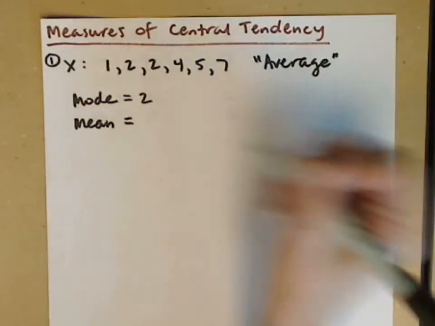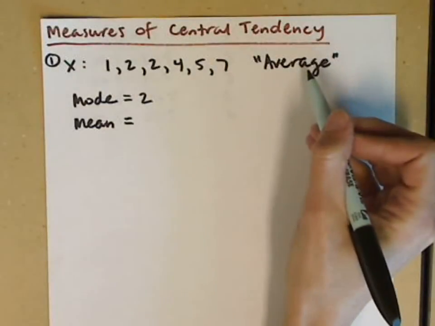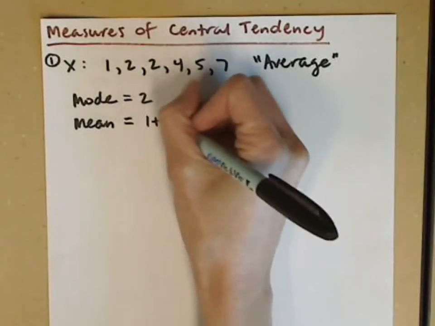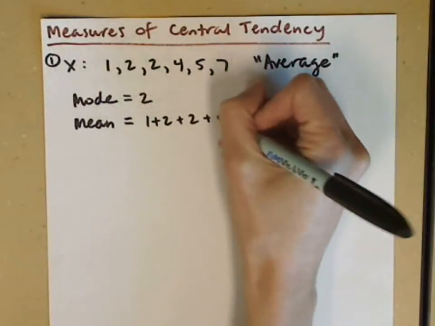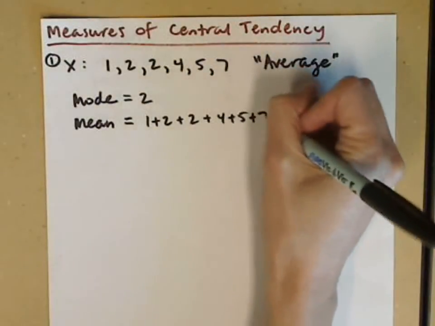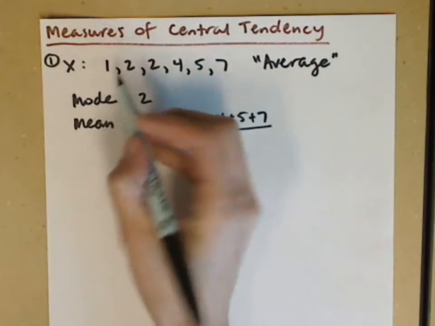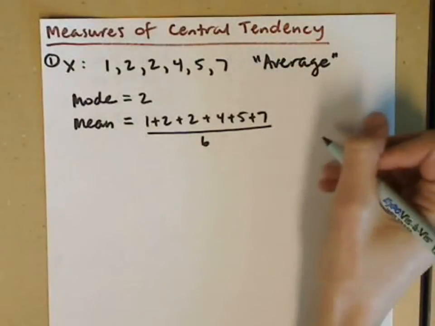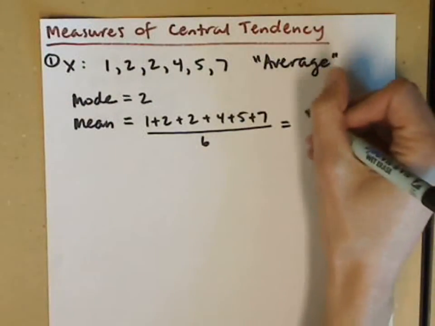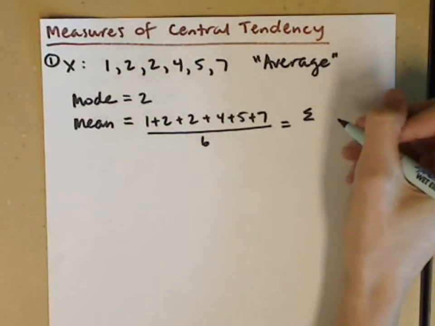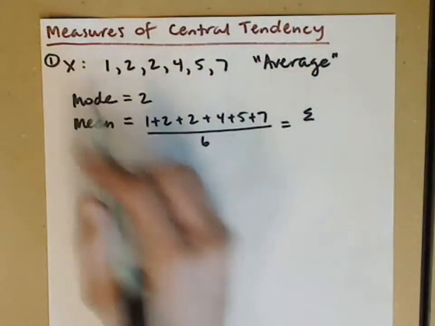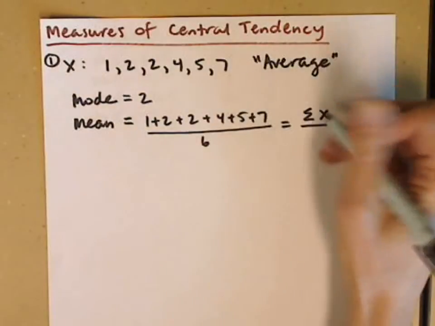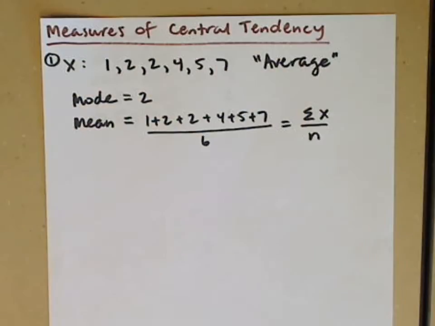The mean is what most of us tend to think of when we think average. For the mean, we add up all of the numbers and divide by how many we have. So we're going to add these numbers up, and we're dividing by 1, 2, 3, 4, 5, 6, and we'll divide by 6. Symbolically, this is capital sigma, which is the sum of all of the data values. Those data values are denoted x, divided by the number that we have, which is n.